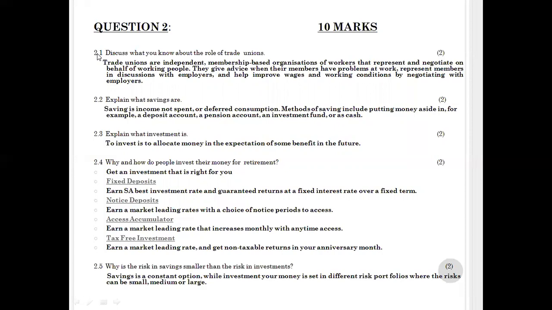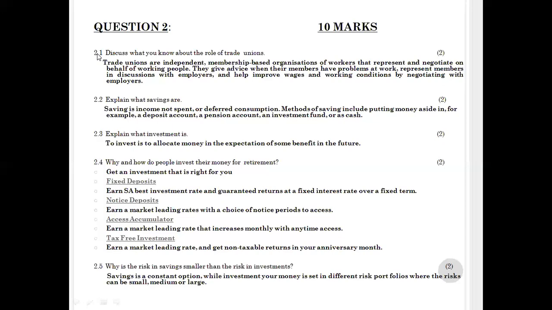Okay, let me first go through the answer. Trade unions are independent membership-based organizations of workers that represent and negotiate on behalf of working people. They give advice when their members have problems at work, represent members in discussions with employers, and help improve wages and working conditions by negotiating with employers. Right, remember I've tried to give a very wide description here of trade unions. If it's 2 marks, you basically need to mention 2 things about trade unions. So if you have said something about it being an organization of working people, then you can give yourself 1 mark there.